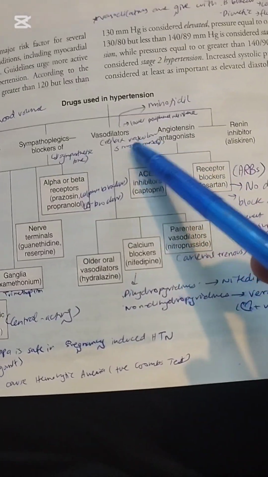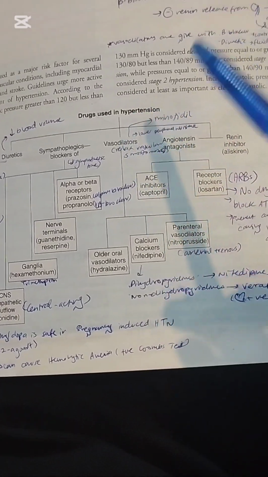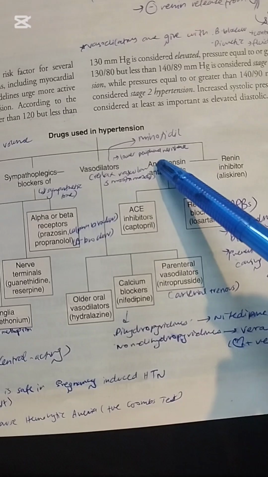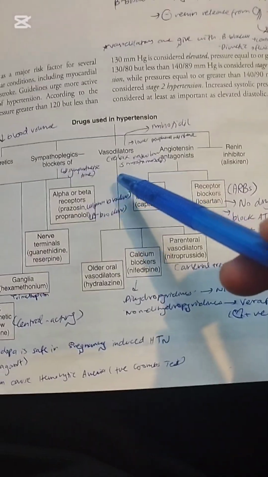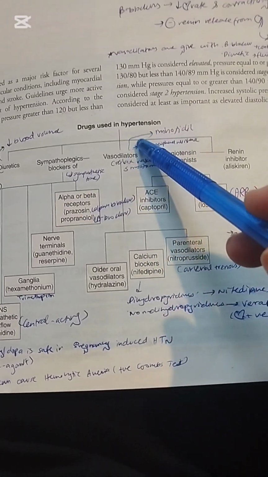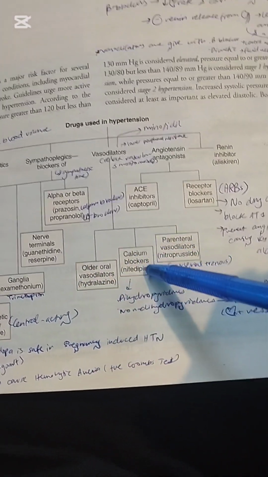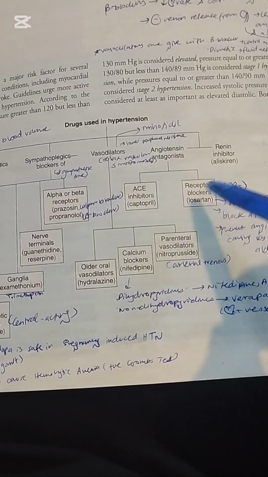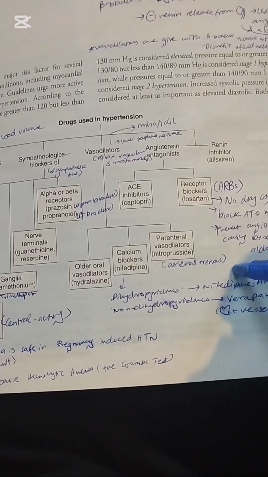And now let's talk about vasodilators. An example is minoxidil, which we use a lot these days for aesthetic purposes. They are going to lower the peripheral resistance. So vasodilators will lower the TPR, total peripheral resistance. They will also cause relaxation of the smooth muscles. For the vasodilators, we have older oral vasodilators like hydralazine, calcium blockers like nifedipine, and then parenteral vasodilators like nitroprusside, which acts on arteries as well as veins, which is arterial plus venous.